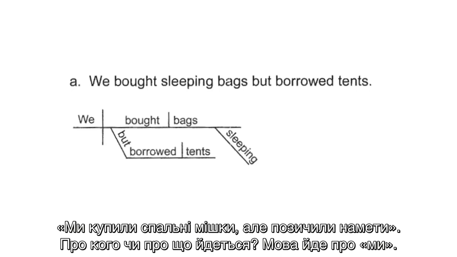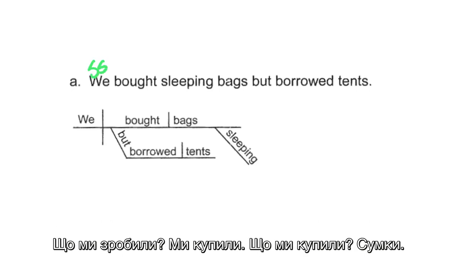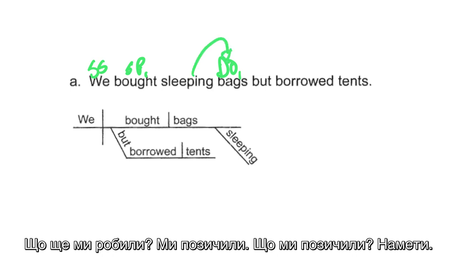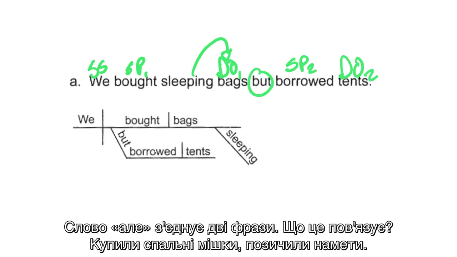We bought sleeping bags, but borrowed tents. Who or what is this about? It's about we. What did we do? We bought. What did we buy? Bags. What kind of bags? Sleeping bags. What else did we do? We borrowed. What did we borrow? Tents. The word but connects two phrases. What does it connect? Bought sleeping bags, borrowed tents.